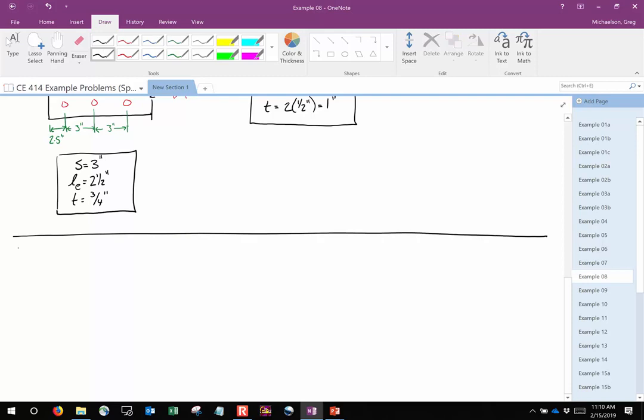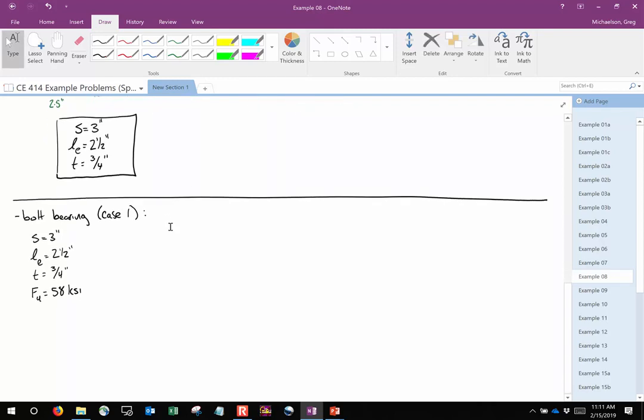So we'll say bolt bearing case one. Remember, for this case, we have S equals 3 inches. We have L sub E is 2.5 inches, and we have a thickness of 3/4 of an inch. And also remember that F sub U is 58 ksi. Okay?